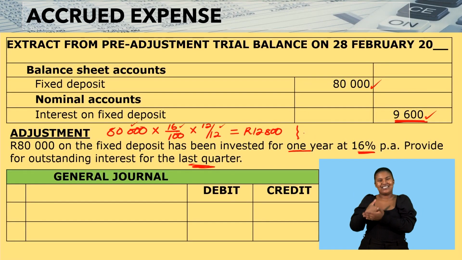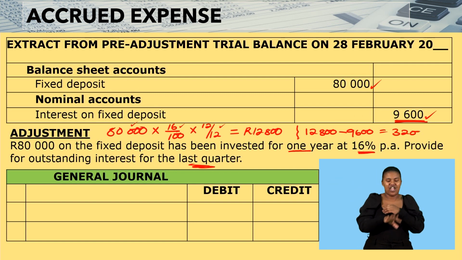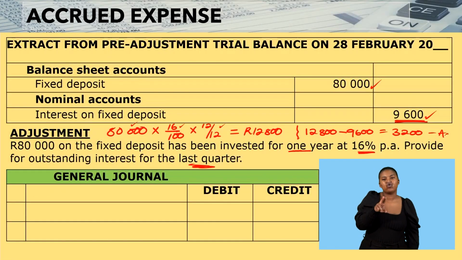How do we get that amount? You say 12,800, that is what we must receive, minus what we have now received, which is 9,600. That gives you the difference of 3,200. This is interest that we must receive, that we have not yet received. Therefore, we call it accrued income.